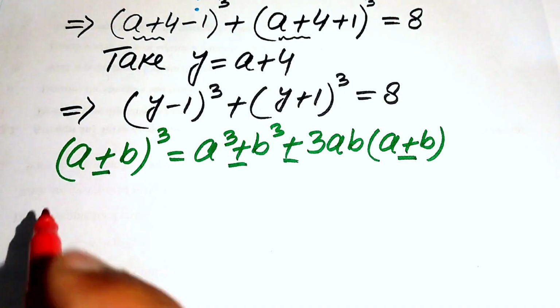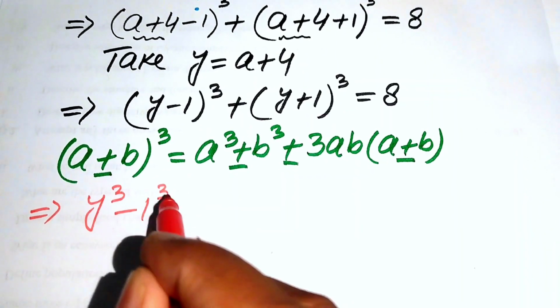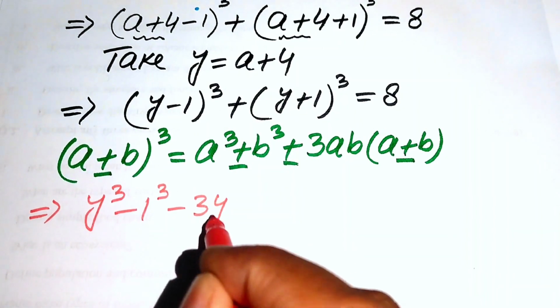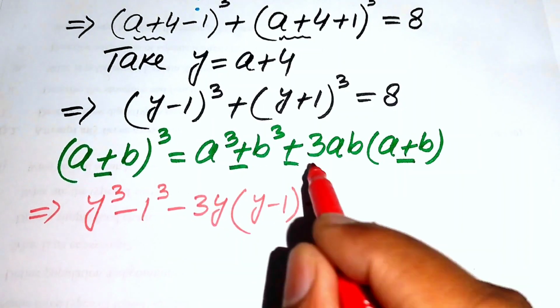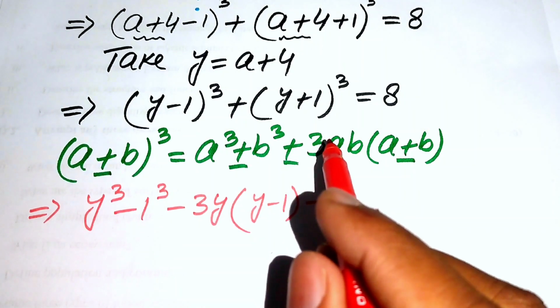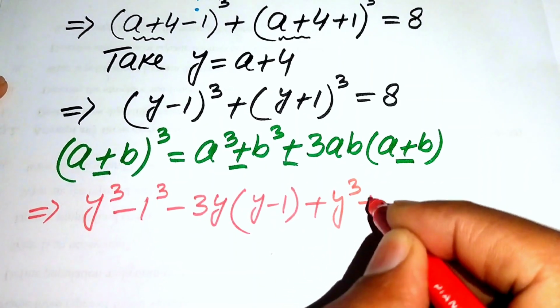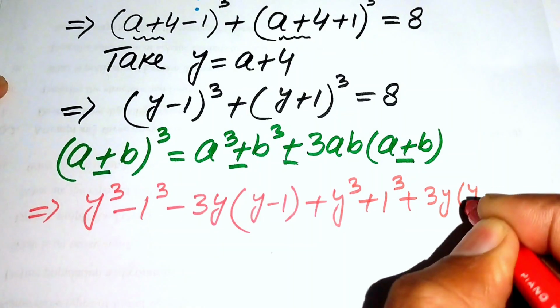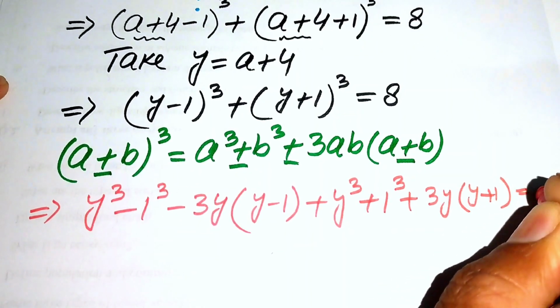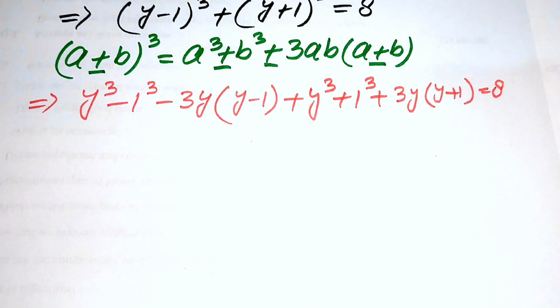So our above expression will be written as y^3 - 1^3 - 3 times y times 1 times (y - 1), and we have plus (y + 1)^3, which equals y^3 + 1^3 + 3 times y times 1 times (y + 1), and this whole equation equals 8. So now here we use both of these cubic formulas, and now we can just simplify the terms.